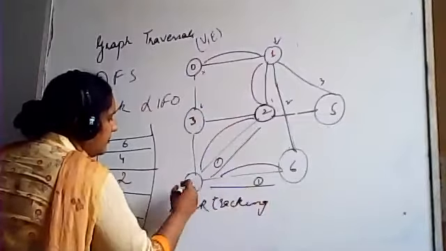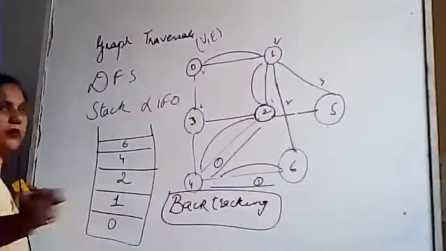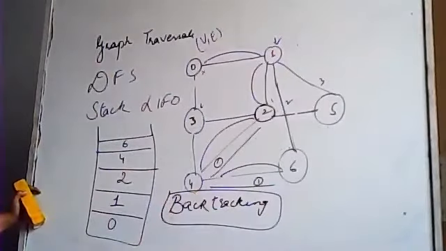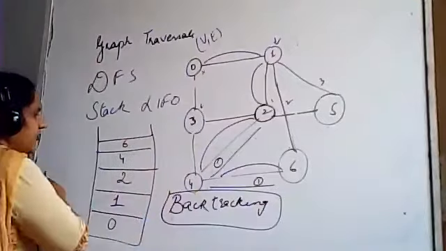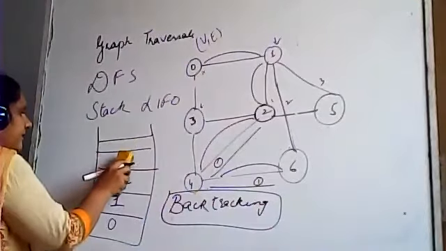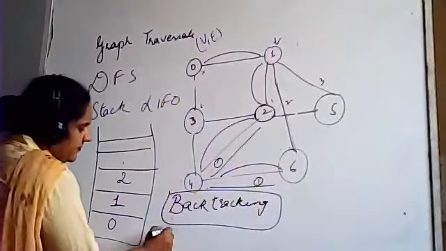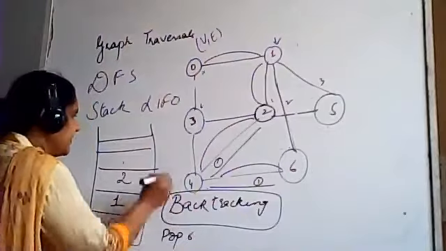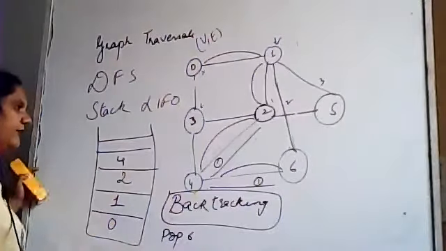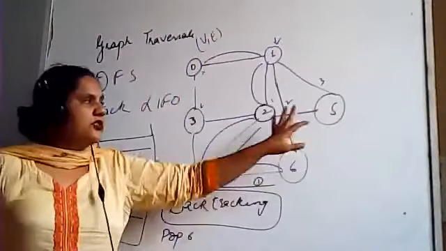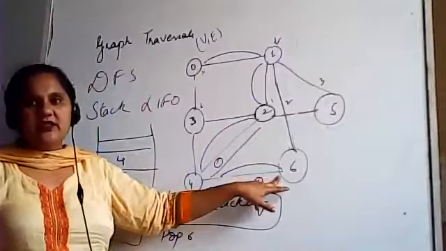That method is called backtrack. Okay. Now how to backtrack? First of all, pop 6. 6 is out, and we go to 4. Okay? 6 has no adjacent node which has not been visited.